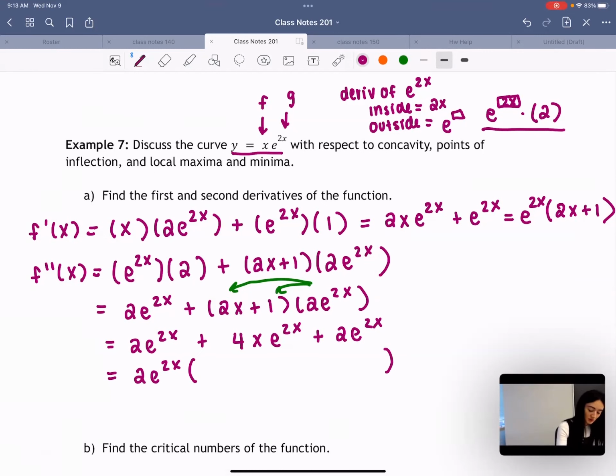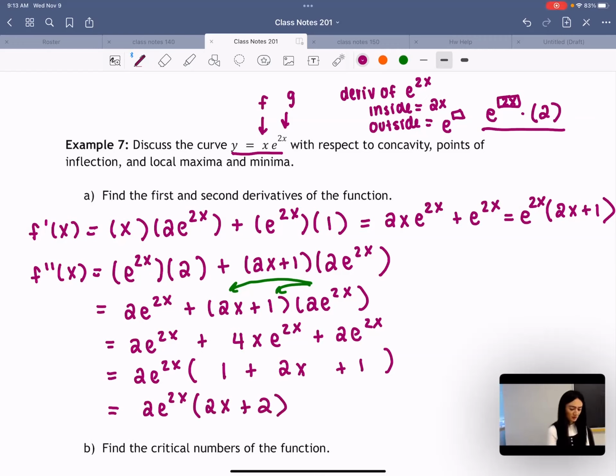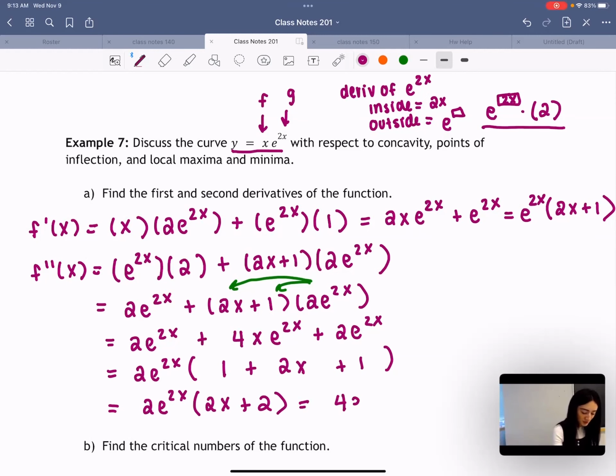So 2e to the 2x divided by that would be 1 plus 2x plus 1, and then that's how you got the 2x plus 2, right? So 2e to the 2x, 2x plus 2. Any other way we can factor this out a little bit better? Take out another 2. So this is really 4e to the 2x times x plus 1, right?